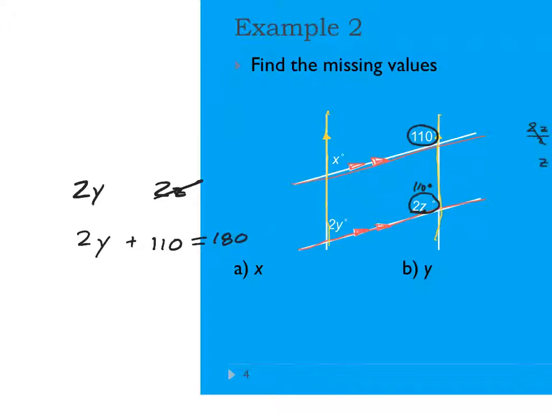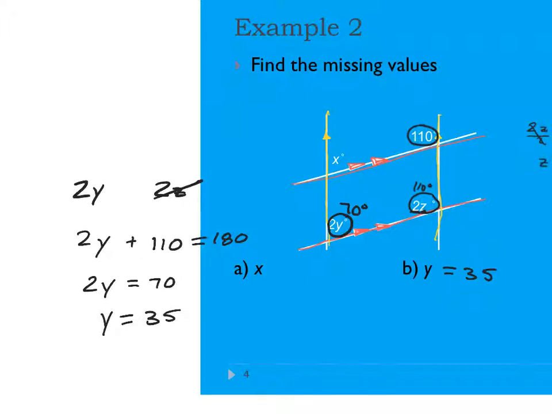Beautiful. And then you subtract 110 from both sides, and we get 70. And then you divide by 2 on both sides, and you get 35. Perfect. So y is equal to 35. So that means that this angle right here, 2 times y, would be how much? That's 70 degrees right there, because y is 35 and this angle is 2 times y. I'm just plugging in the y there.